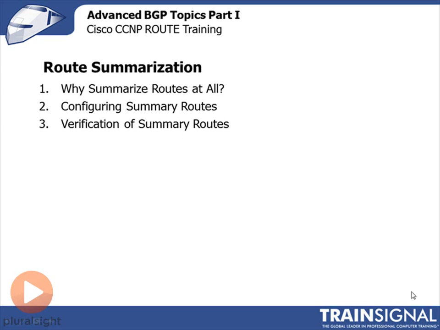Route summarization has similarities to some of the IGPs that we've previously discussed, but there are some distinctive aspects in the way BGP actually operates. So we want to look at how route summarization operates in BGP. We're going to start with, why do you want to summarize routes? What's the point? Why do it? Then how to configure summary routes in BGP, and finally how to verify the existence and the successful configuration of summary routes in the BGP protocol.